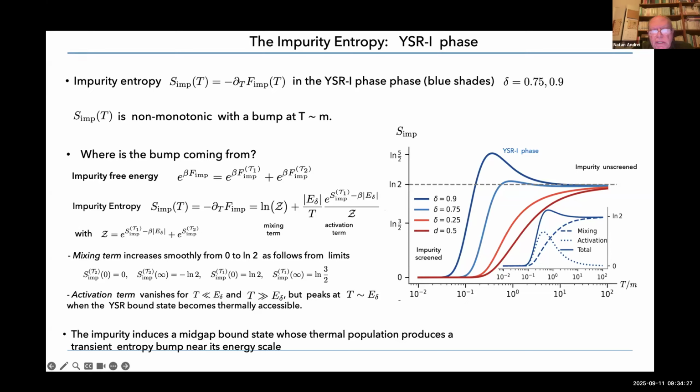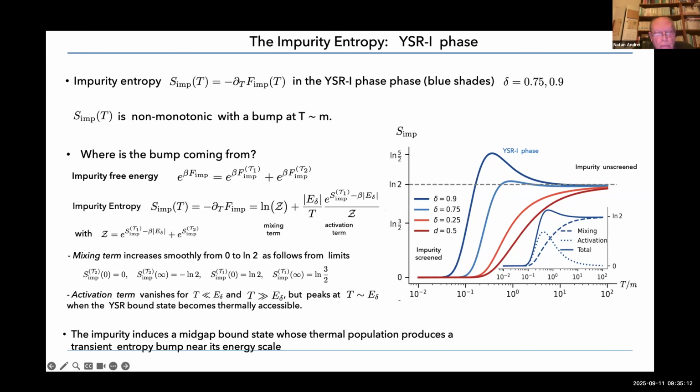It's of the form log Z plus E delta over T E impurity of the tau 1 minus beta E delta over Z, where Z is kind of the partition function of the impurity free energy. So it consists of two terms. There is a mixing term here, and there is an activation term. And we can calculate from the asymptotic values of the entropy at 0 and at infinity how this behaves.